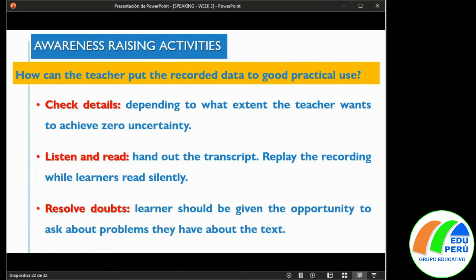Resolve doubts. Learners should be given the opportunity to ask about problems they have about the test. So you can ask your students, was it difficult to understand? Was it easy to understand? What difficulties could you have? What things you couldn't understand? Or what vocabulary you couldn't understand? Or some ideas related to this. So they have the opportunity to ask about some difficulties that they have about the test.